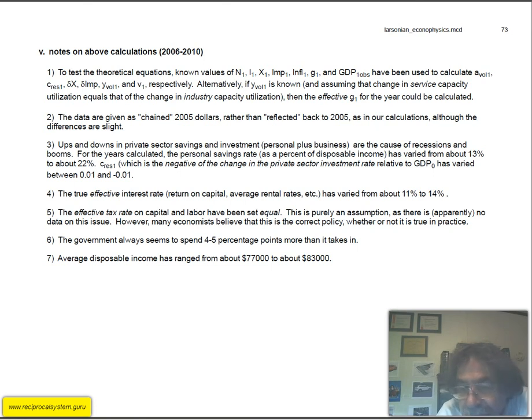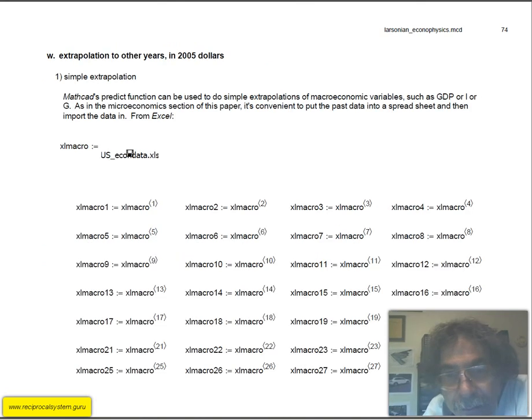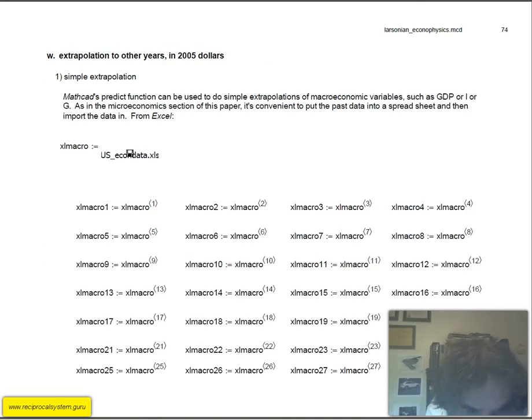The effective tax rate on capital and labor have been set equal. This is purely an assumption, as there is apparently no data on this issue. However, many economists believe that this is the correct policy, whether or not it's true in practice. The government always seems to spend 4 to 5 percentage points more than it takes in. Average disposable income has ranged from about $77,000 to about $83,000.